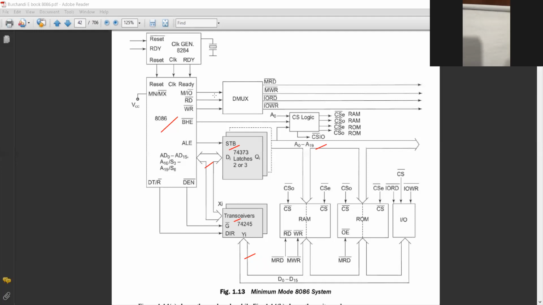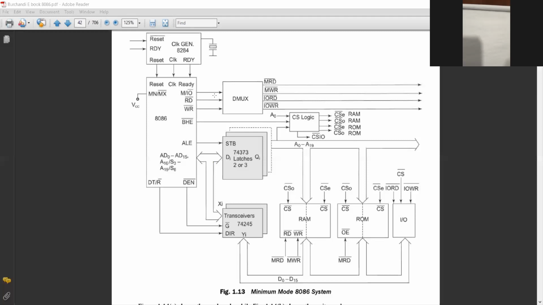Data bus, how many bits? Data bus is 16 bit. Transreceivers are also available 8-bit wise, so two transreceivers are required, 1 and 2, and 3 latch ICs are required. Just see the 3 latch ICs and the 2 transreceivers. Is it clear?